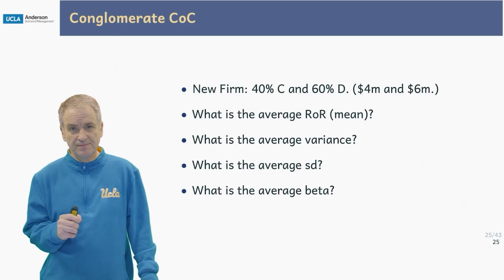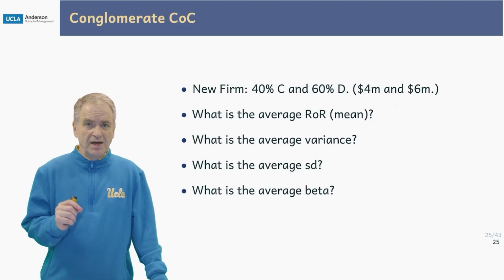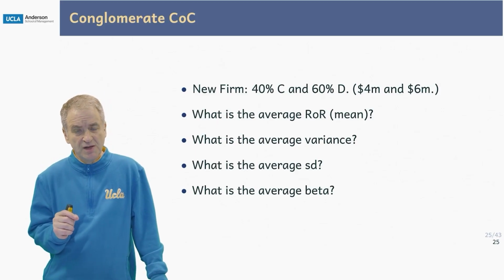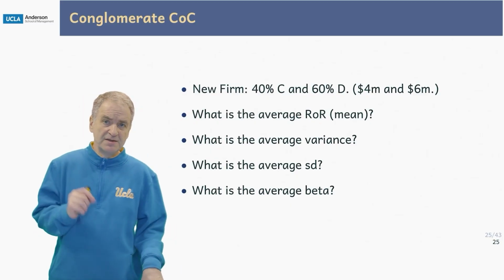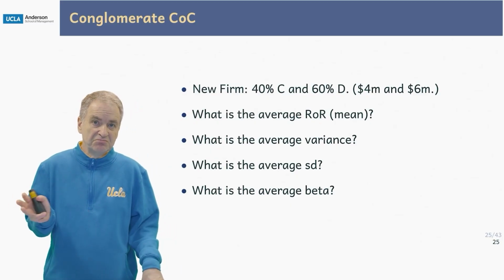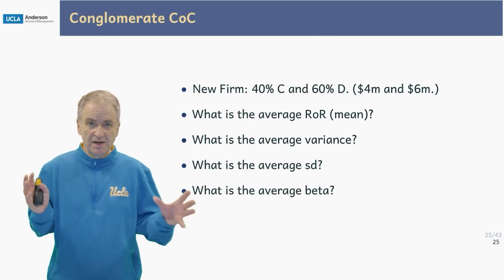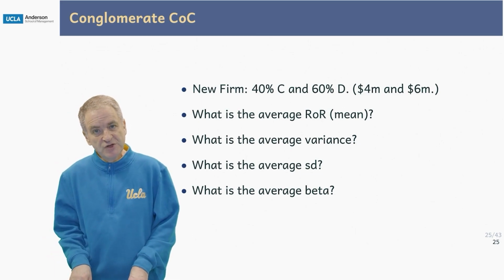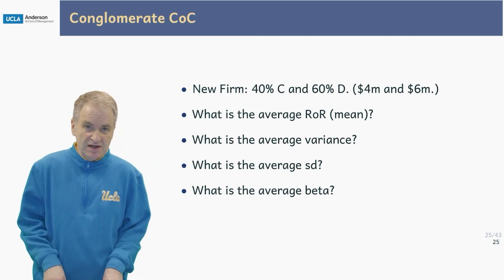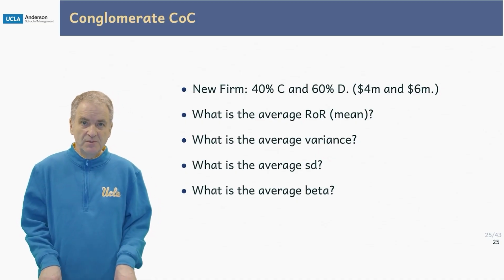Now, there's another very neat aspect about market beta. Let's presume I'm thinking about buying another firm and I'm going to turn into a conglomerate. And so my conglomerate is going to be 40% of C and 60% of D. Say C was worth 4 million, D was worth 6 million, and I combine the two. What is the average rate of return? What is the average variance? What is the average standard deviation? And what is the average beta? You can calculate all of these. We have done this before.